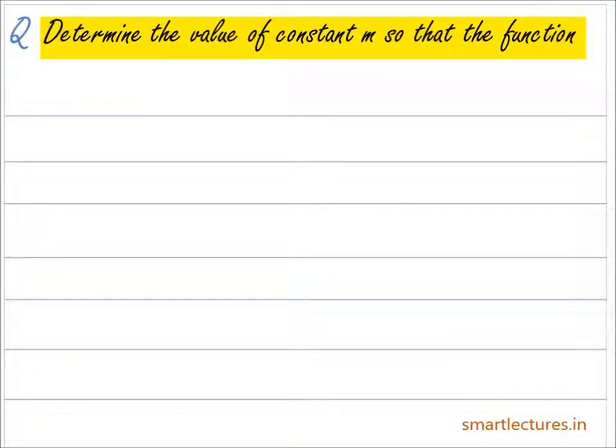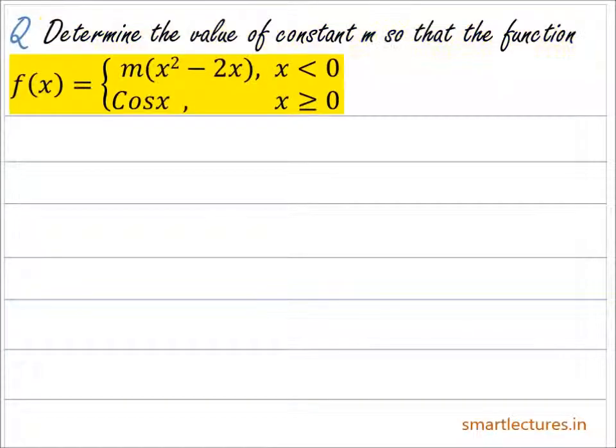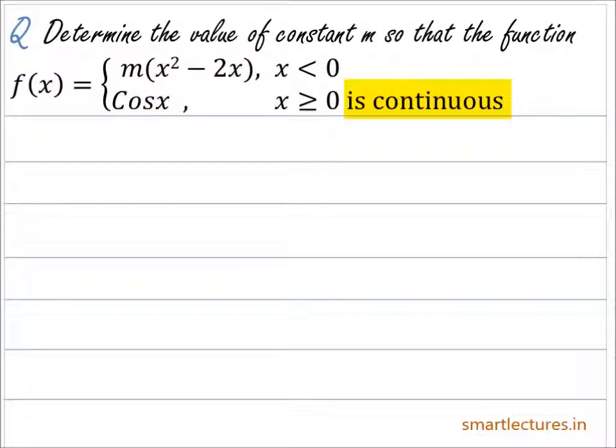Now let's solve one more question. Determine the value of the constant m so that the function f(x) = m x² − 2x if x < 0, and f(x) = cos x if x ≥ 0, is continuous.